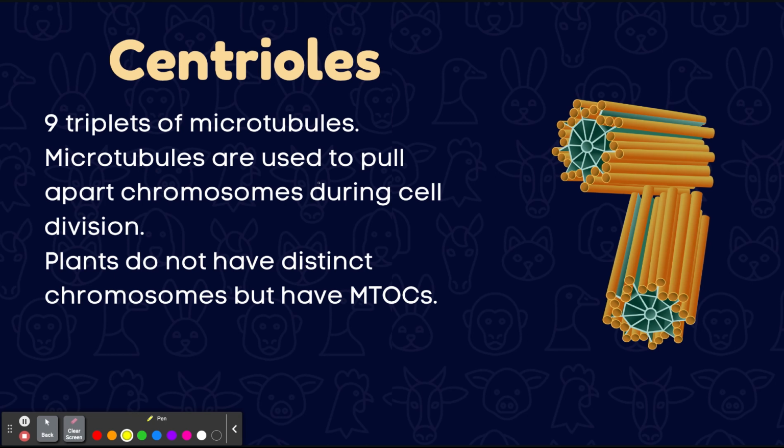And it looks like it would probably be pretty easy to make a model of a centriole because you have these two structures that are at right angles. I tried to orient these as best I could to that orientation. They look like three straws that are glued together, and then there are going to be 9 of those triplets. Those triplets are microtubules, and this is what pulls apart the chromosomes during cell division. Again, only in animal cells. Something similar exists in plant cells, but it's not as distinct and organized.